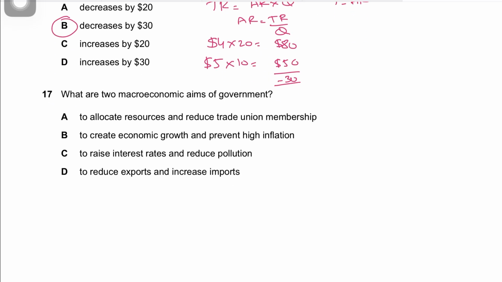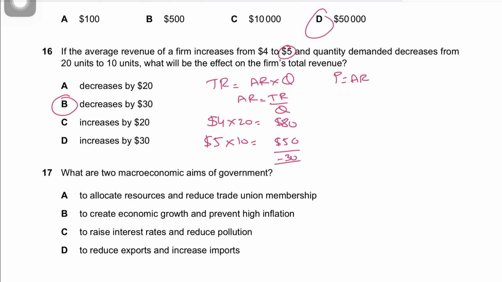Now the macro starts. What are the two macroeconomic aims of the government? Question number 17. I hope question number 16 is clear. You need to know these formulas. Average revenue is simply the selling price per unit. These sort of questions do come. So you must know the formulas. The formula for total revenue is simply price times quantity. The formula for average revenue is total revenue divided by quantity.